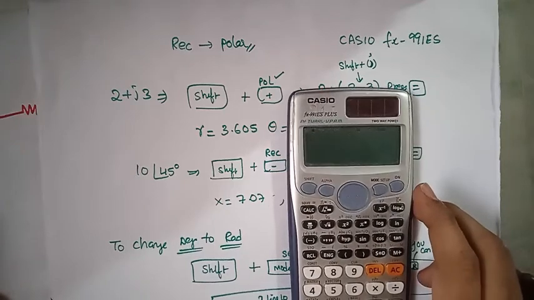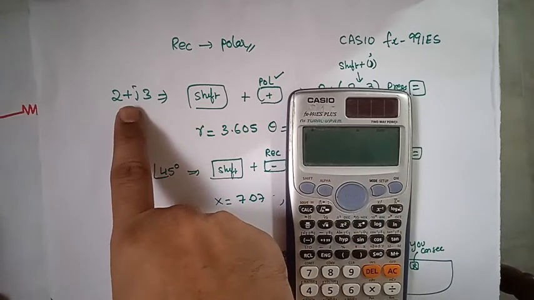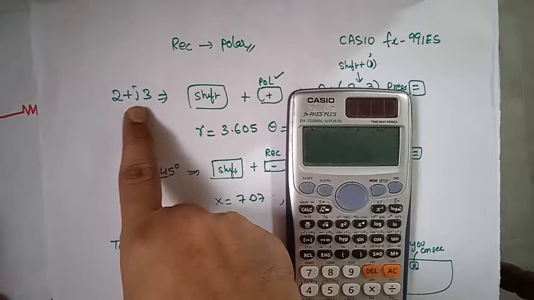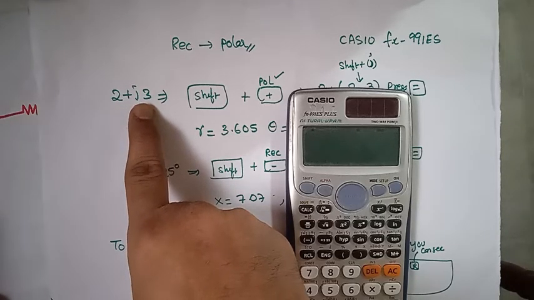Hello students, in this lecture I'll explain how to convert rectangular to polar and polar to rectangular using a calculator. I'm using a Casio fx-991ES calculator. Let us define the impedance of a circuit as 2 plus j3. I need to convert this rectangular form into polar form.